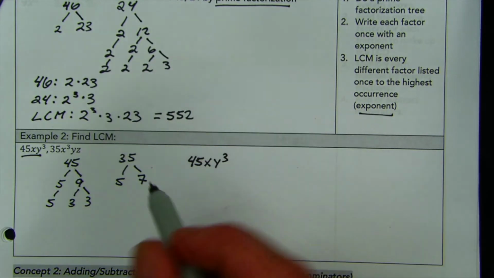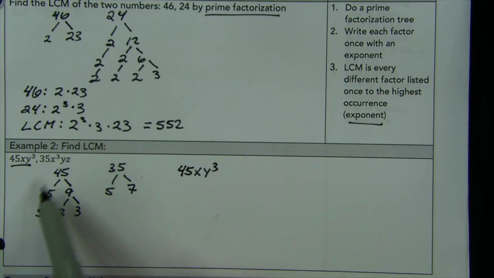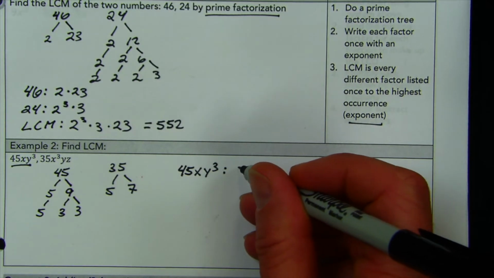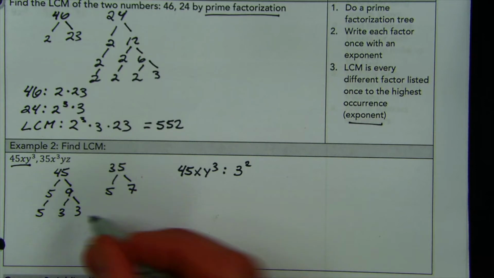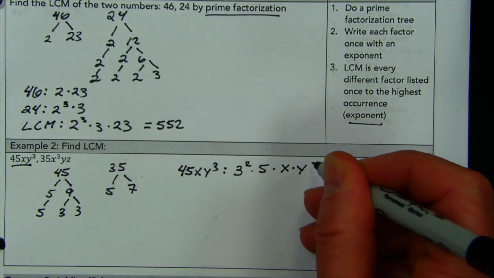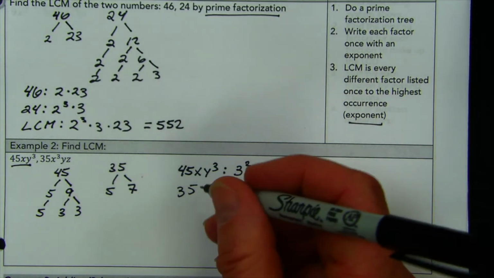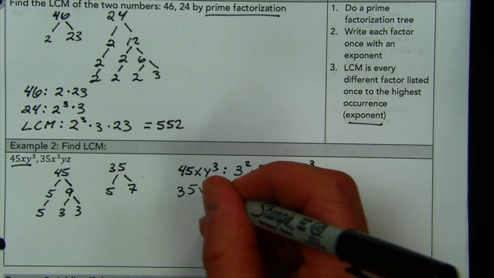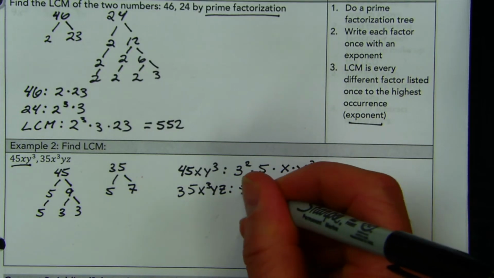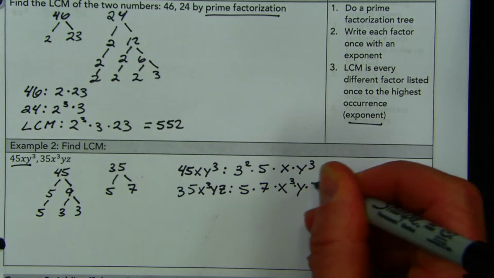45xy cubed. Note this one's slightly different than that one because this one has some variables in there. And I'm going to list all the prime factors. So 45 is 3 squared, 2 3's, times 5 times x times y cubed. And 35x cubed yz is 5 times 7 times x cubed times y times z.